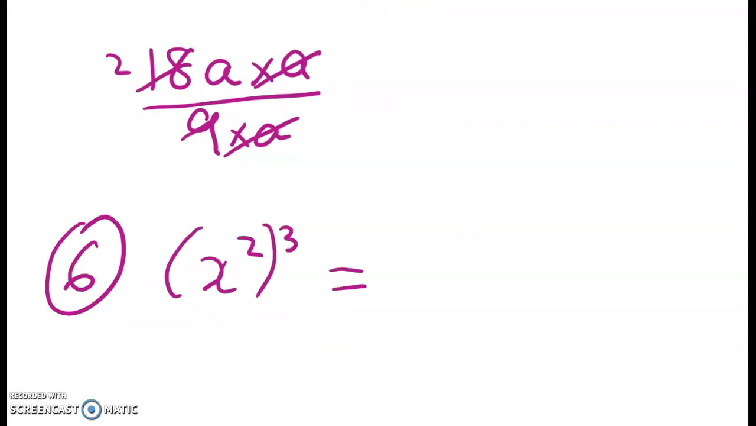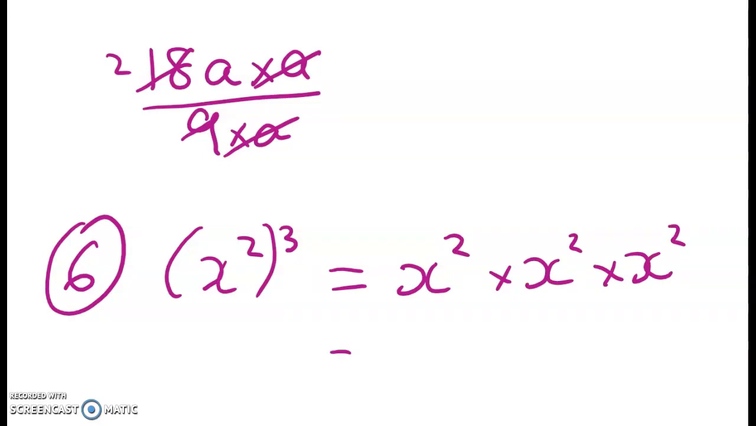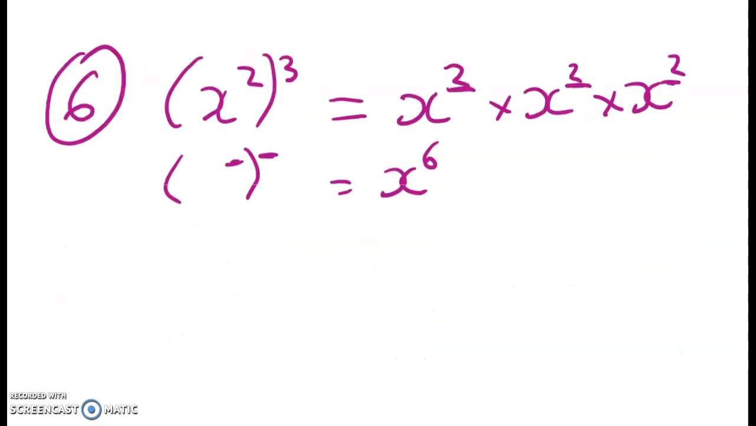Question 6 is x squared all cubed. So I'm going to write this out the slow way. It's x squared times x squared times x squared. So we've got 3 lots of 2, which gives me x to the power of 6. So when I've got a power to a power, I multiply the powers together.